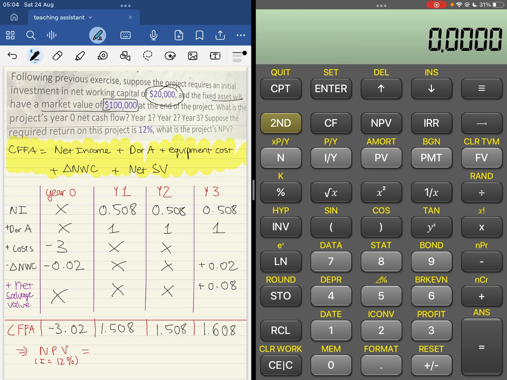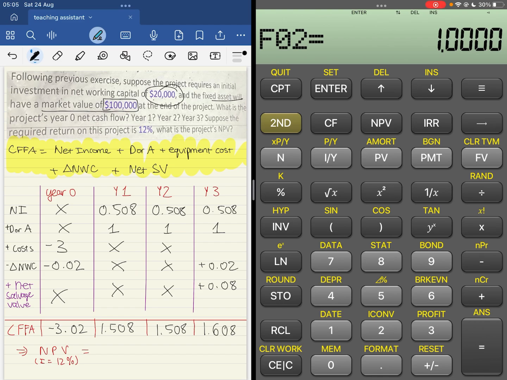Let's find out the NPV together. Press CF to activate the cash flow function. CF0 will be minus 3.02. Enter, go down. Cash flow number 1 is 1.508. Enter, go down. And we can see that in year 1 and year 2, we have the same amount of cash flow, so the frequency will be 2. Enter, go down. Cash flow number 2 is 1.608. Enter, and then we go down. The frequency is 1, so 1, enter.